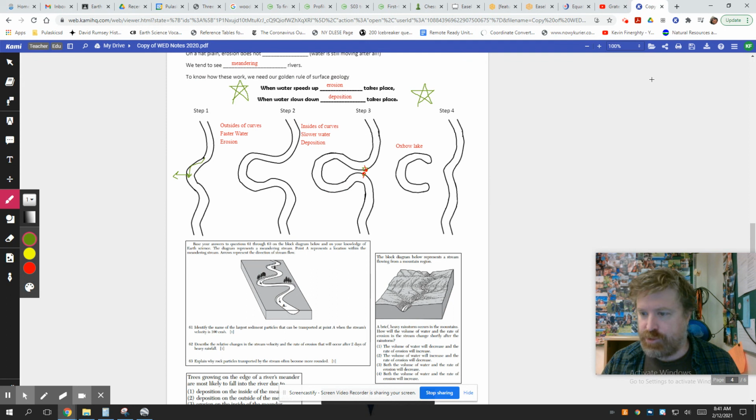All right? That's erosion. No lab. Then we'll move into deposition, which there will be a lab for, but it's not so bad.